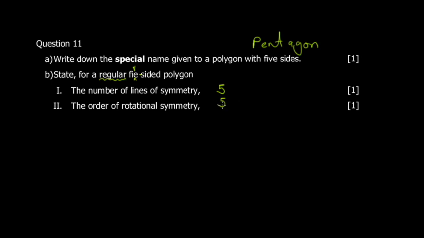So you just remember this because these are like dead giveaways. They test this question the very same way. They just tell you it's a regular, maybe hexagon or something, then they ask you the order of rotational symmetry. It's equal to the number of sides. Okay, so let's move to question 12 real quickly.